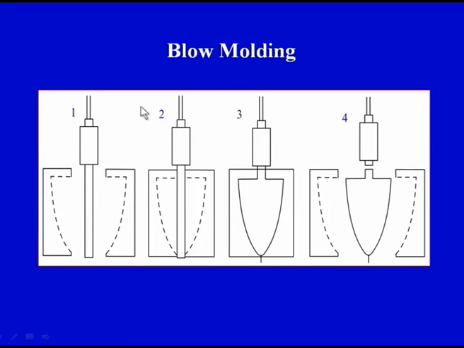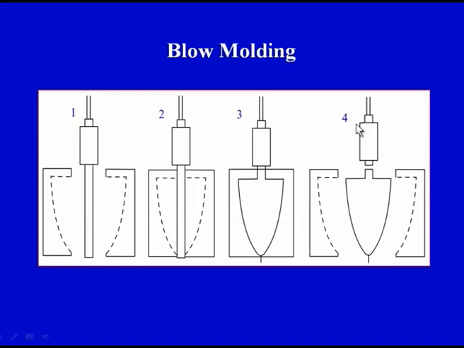Now in stage number 2, you can see the 2 halves of the mold have closed down and they have formed a cavity like this. This is the final shape that we want to produce. The 2 halves of the mold have now clamped together, holding the raw material inside. Air would be injected from here and it would inflate this raw material and it would take the shape of the mold cavity. This is the shape of the mold cavity. And once it has cooled, the 2 halves of the mold would open and we will get this final product.